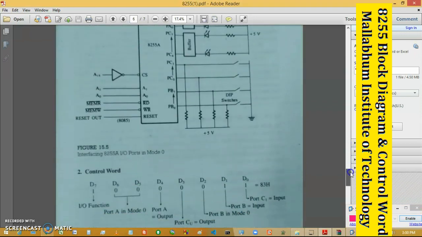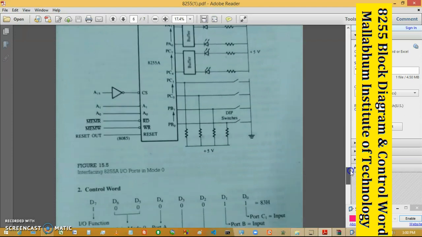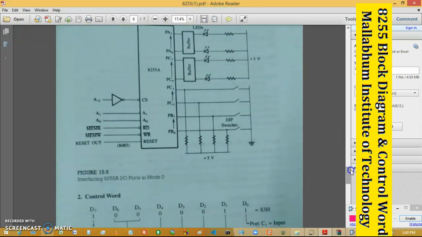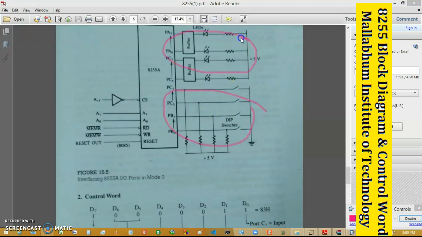In the next example we will load the control word pattern. Now for loading the control word pattern, first understand this problem. In this problem some switches are connected to ports and some LEDs are connected to ports. Now a switch you can consider as an input device, and an LED you can consider as an output device. So the port the switch is connected to is to be operated as an input port, and the port the LED is connected to will be operated as an output port. That is your problem.